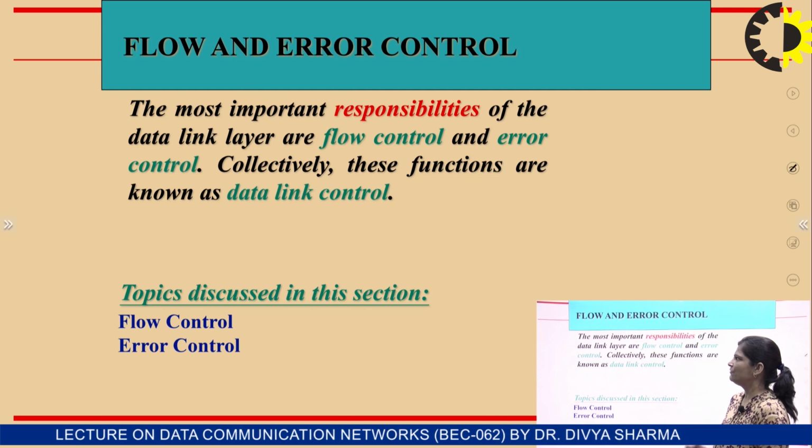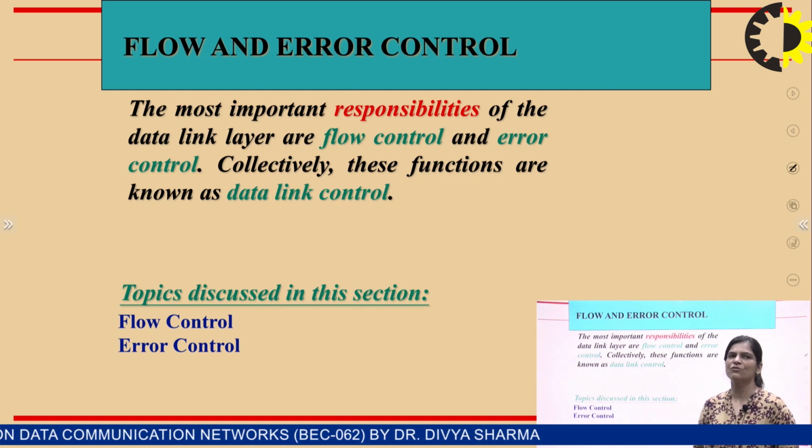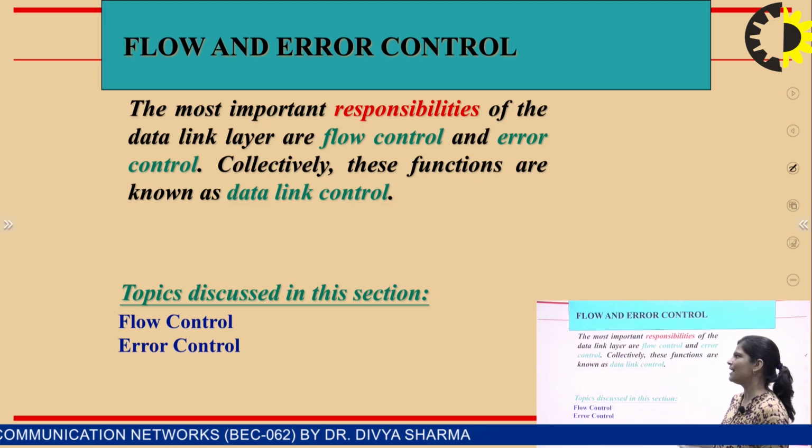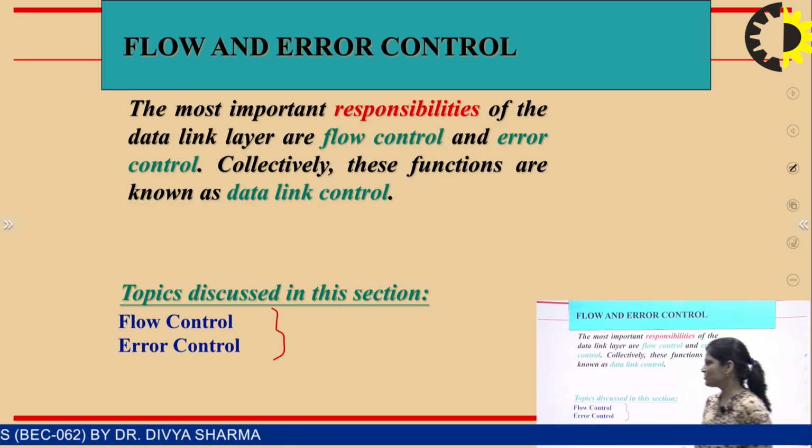Now we will discuss flow and error control. These are the most important responsibilities of the data link layer: flow control and error control. These functions are known as data link control. We will discuss these two topics in this section.